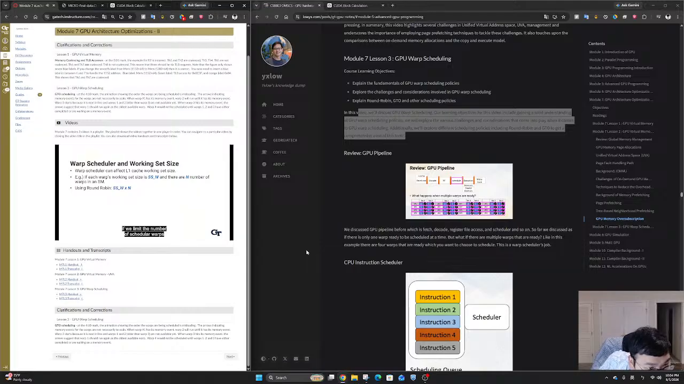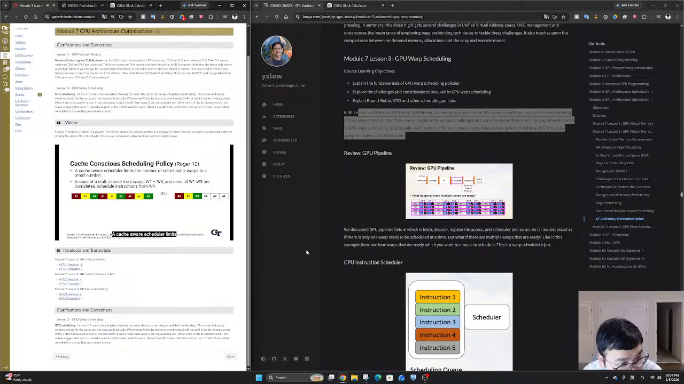However, if we limit the number of scheduler warps to SW, then it would be SSW times SW. It is important to note that in the case of GTO, SW may not necessarily be equal to 1, as GTO may schedule to another warp in the event of a long latency instruction. A cache-aware scheduler limits the number of schedulable warps to a small quantity.